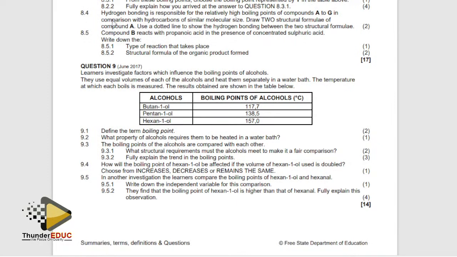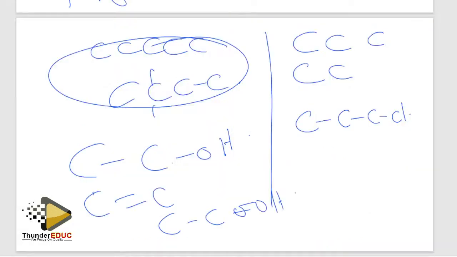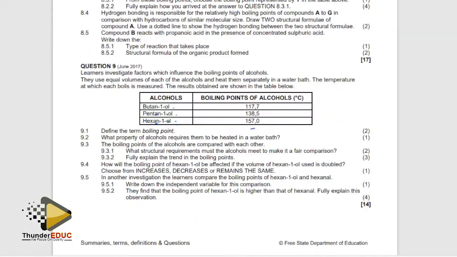Look at this. You have butanol, pentanol, and hexanol. All of them are straight chain, for example. Which one is going to have a higher boiling point? Definitely, we shall see that hexanol has a higher boiling point compared to this. Why? Because of the number of carbon atoms. This one has 3, this one has 2, so this one is going to have a higher boiling point compared to this. Do you understand?